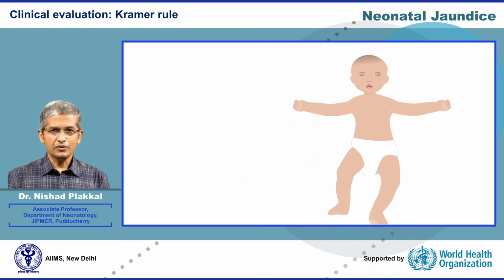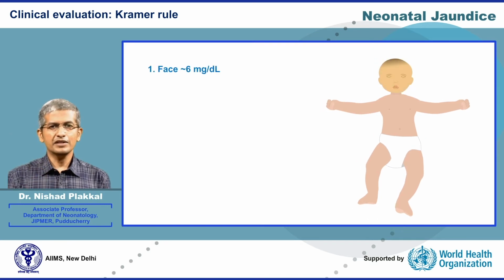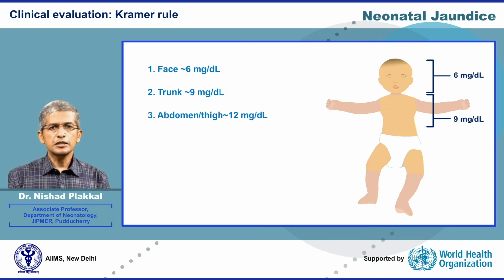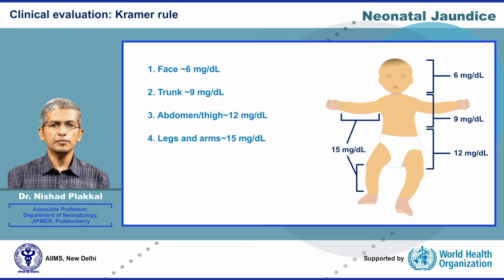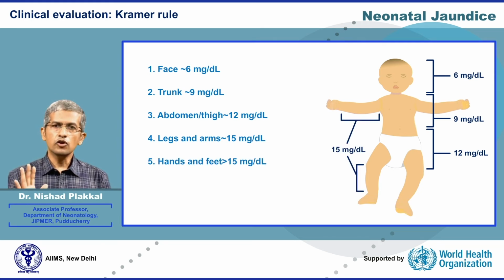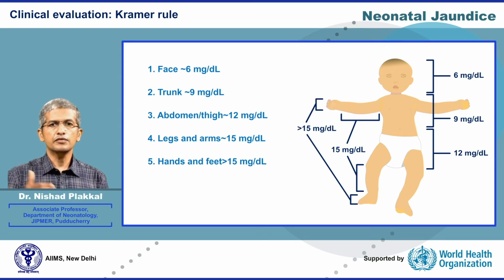The Kramer rule states that if the jaundice is visible on the face, then the bilirubin level is probably around 6 milligrams per deciliter. If it is visible on the chest and upper abdomen, the level is probably about 9 milligrams per deciliter, and if it's on the abdomen and thigh, that's probably around 12 milligrams per deciliter. Involvement of the arms and legs indicates that the bilirubin level is probably around 15 milligrams per deciliter. And finally, involvement of the palms and soles of the feet indicates that the bilirubin level could be higher than 15 milligrams per deciliter, which is a very serious sign and we need to be very careful.